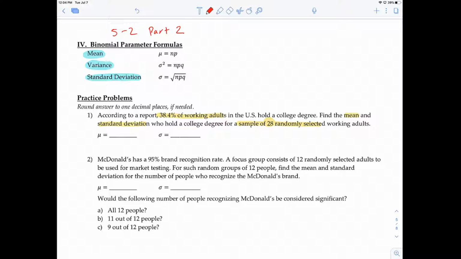All right, so given that, let's identify n. n in this case is 28, and let's identify p. So p is the probability of success. Success in this situation is if an adult has a college degree. So in this case, that's 0.384, and I just turned that percentage into a decimal. And you're also going to need q, because that goes into the calculation of sigma, the population standard deviation. So q is always equal to 1 minus p.